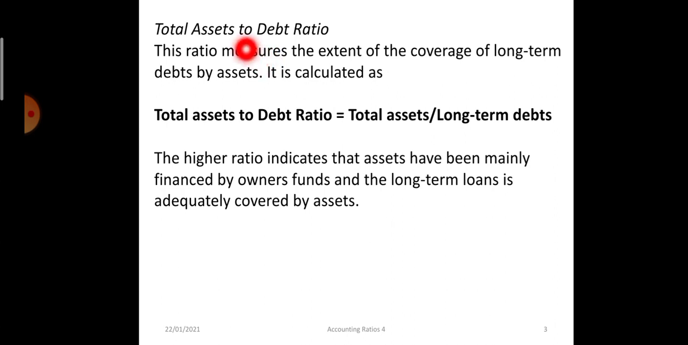Then total assets to debt ratio, that means it mentions the relation of the total assets and debt, coverage of long term debts by assets. The formula is total assets upon long term debts. Higher ratio indicates that most of the assets are financed by owners fund. That means in this case higher ratio is considered better.